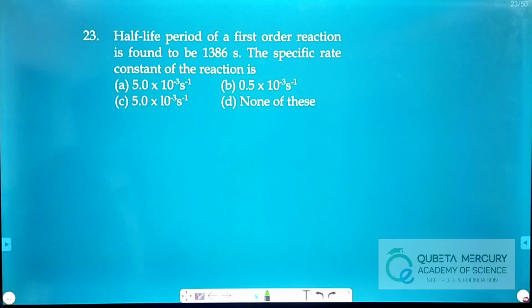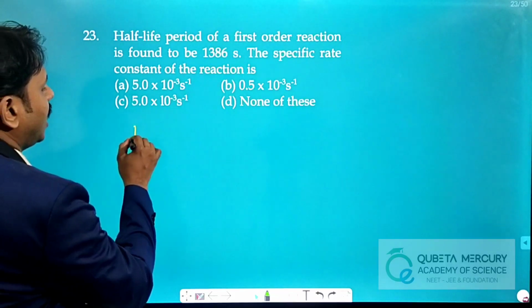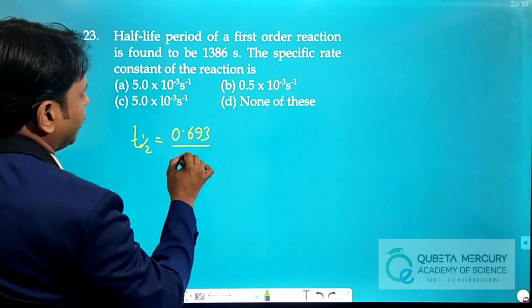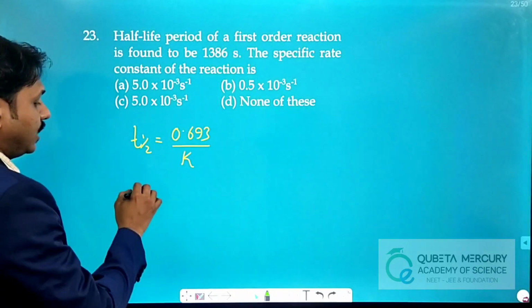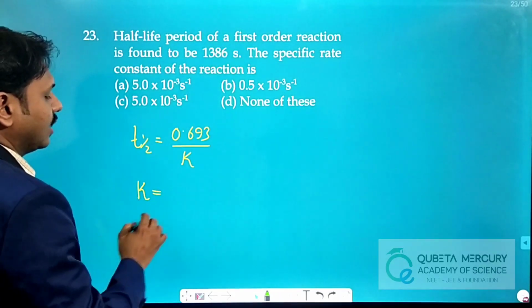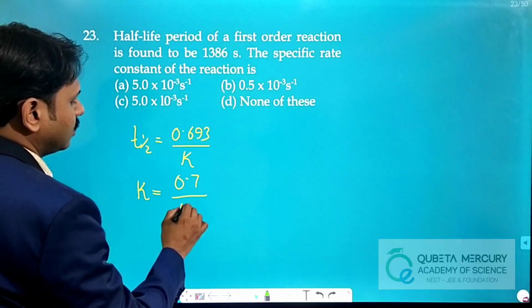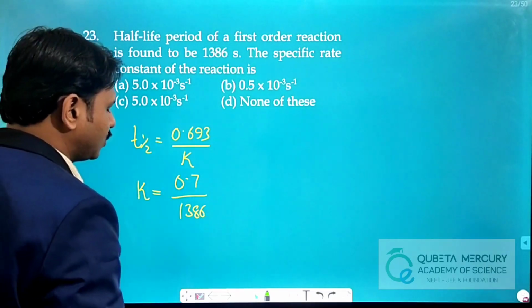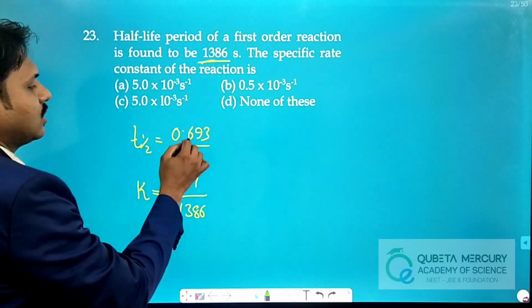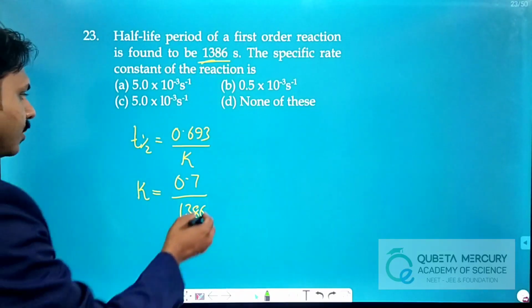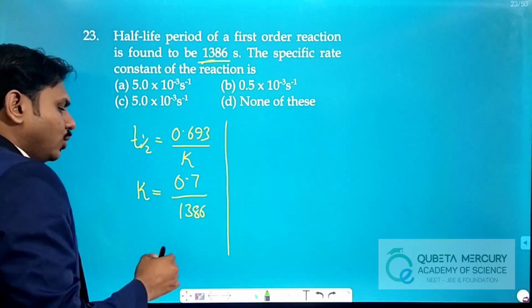Half-life period of a first order reaction is found to be 1386. The specific rate constant of the reaction is, see, T half equals 0.693 by K, right? So it has been asked to find K. So 0.693, or you can also write it as 0.7 by 1386. Dear students, the value given like this will mostly be a multiple of 0.693 for mathematical simplicity. Okay, so I am doing this like this.